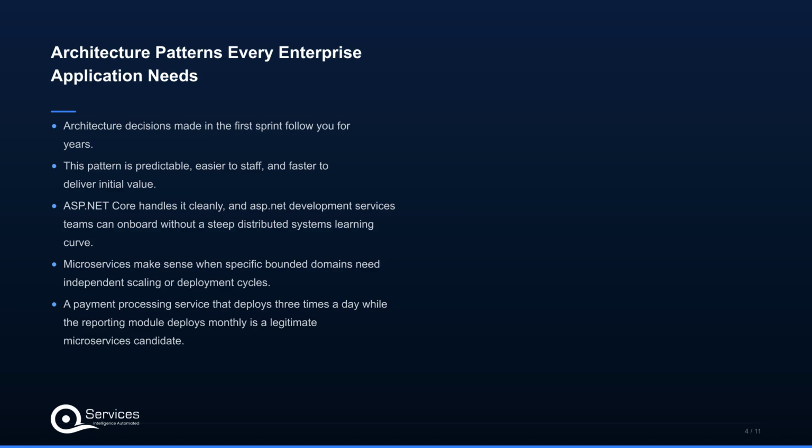Most enterprise applications benefit from a layered architecture in early stages: a presentation layer, an API/service layer, a business logic layer, and a data access layer. This pattern is predictable, easier to staff, and faster to deliver initial value. ASP.NET Core handles it cleanly, and ASP.NET Development Services teams can onboard without a steep distributed systems learning curve.